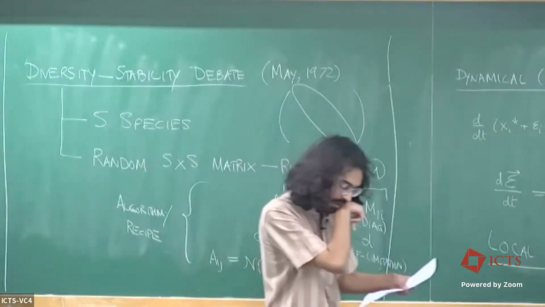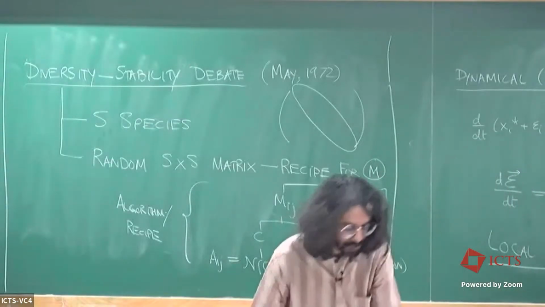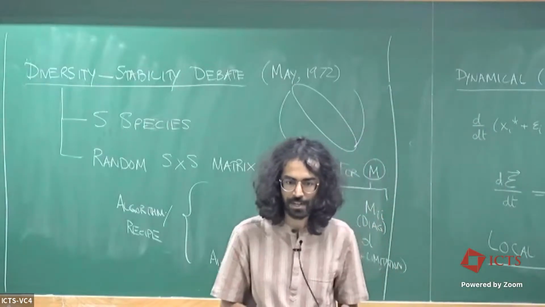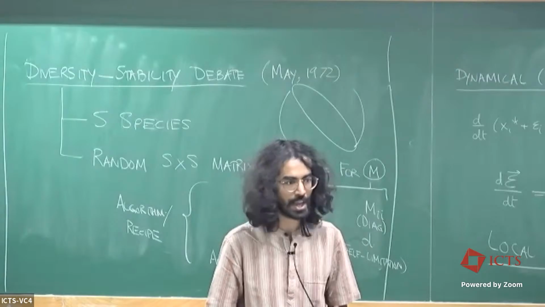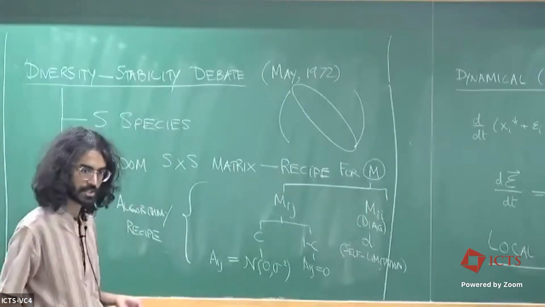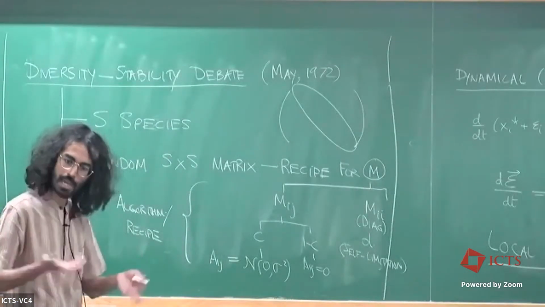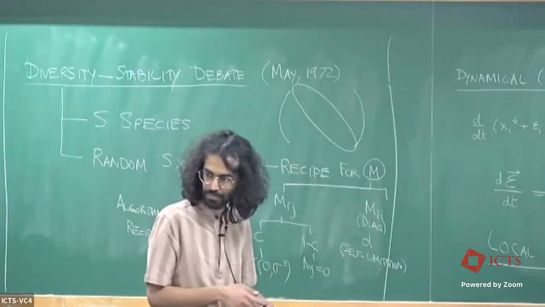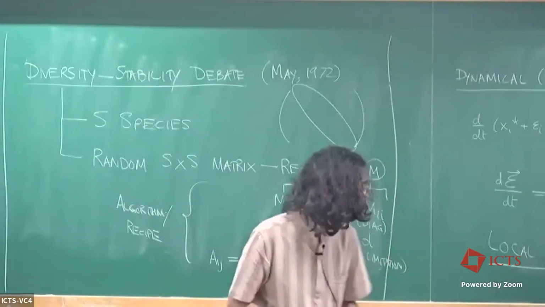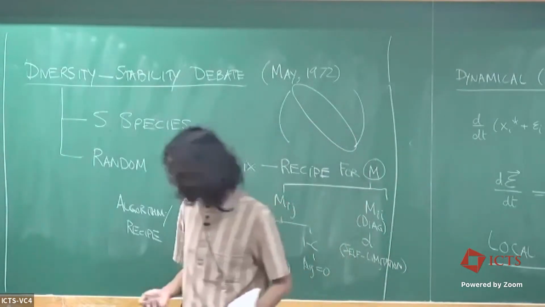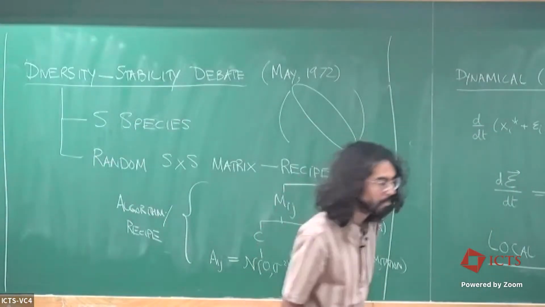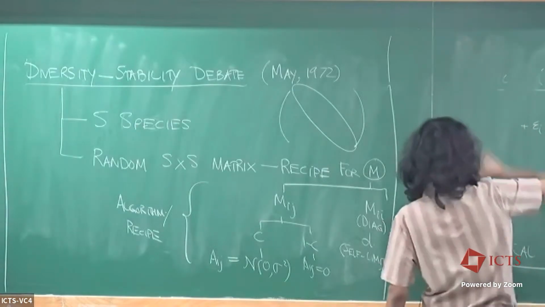Okay, and then what did May care about? Of course we have been talking about J, and we've been talking about the eigenvalues of J, right? So how many eigenvalues does J have? S, right? If there are S species, it has S eigenvalues, and as S becomes larger and larger, there are more and more eigenvalues. How many eigenvalues are there when S goes to infinity? Infinitely many, right? So can we actually go and count all the eigenvalues? No, right? So typically in this case, what do we do?